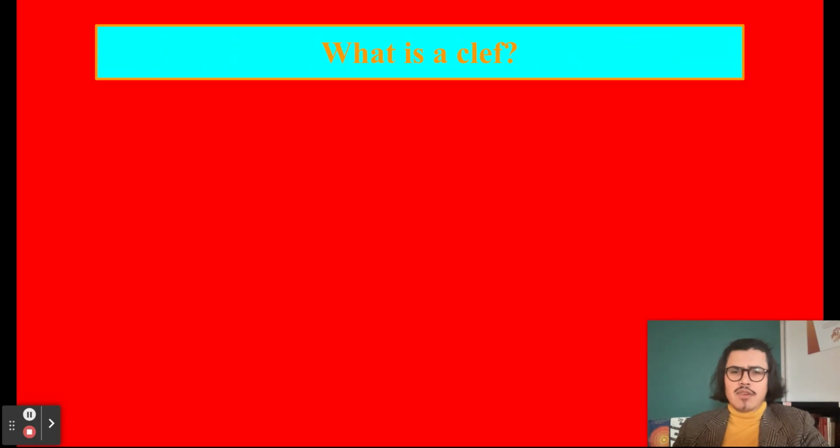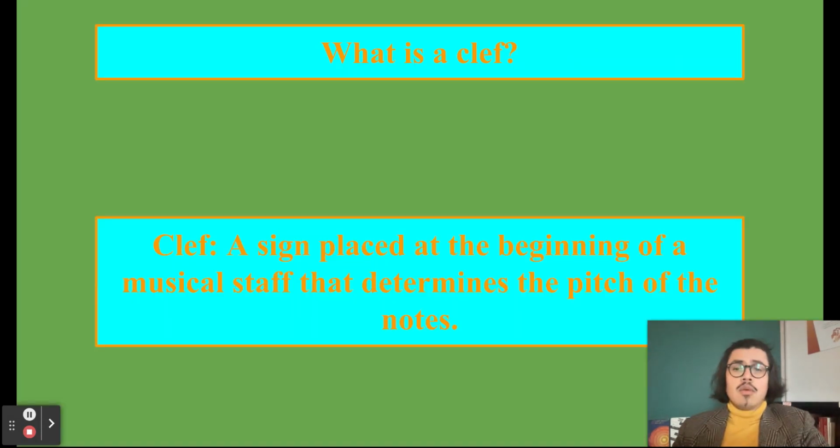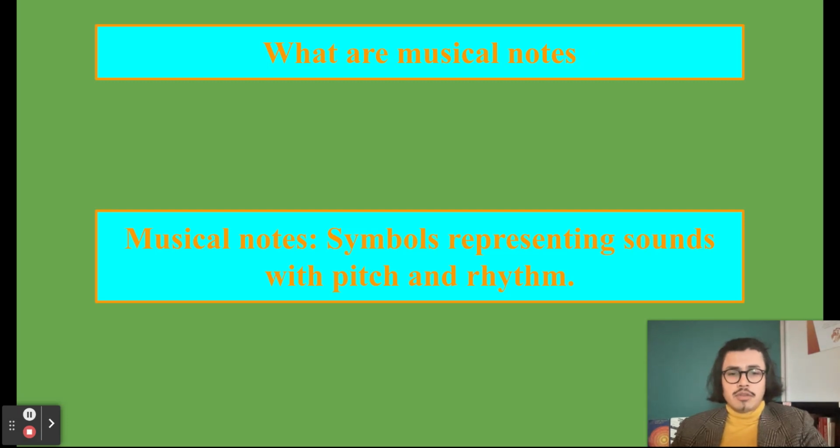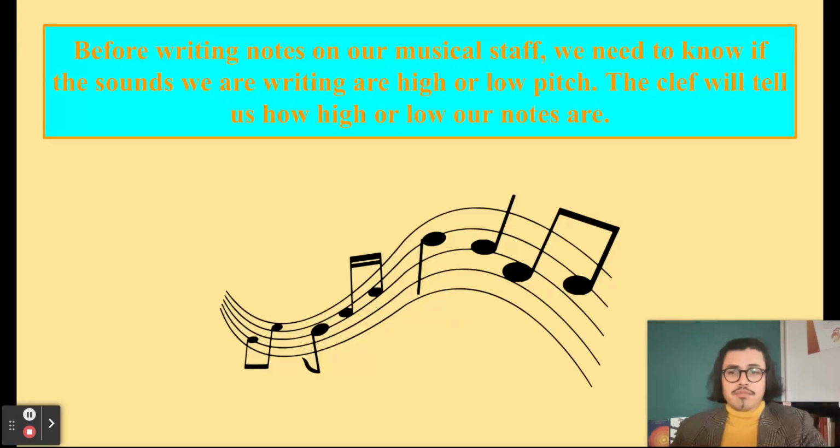And what is a clef, or what does it do? Well, a clef is a sign placed at the beginning of the musical staff, or those five lines, also called pentagram, by the way, and it determines the pitch of the notes. And what are the musical notes? These are our symbols that represent the tones with pitch and rhythm, once you place them on the staff, of course.